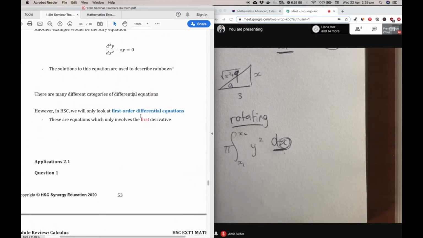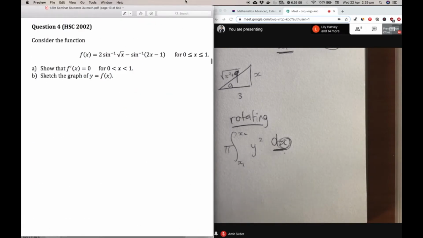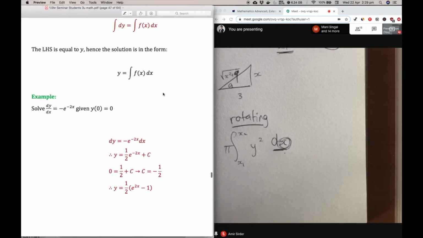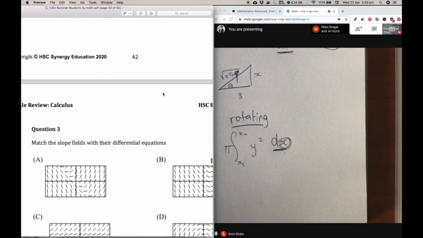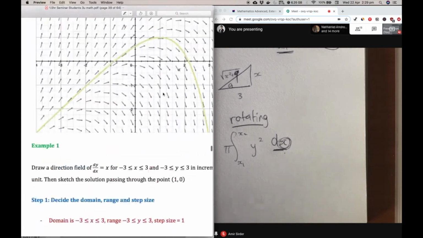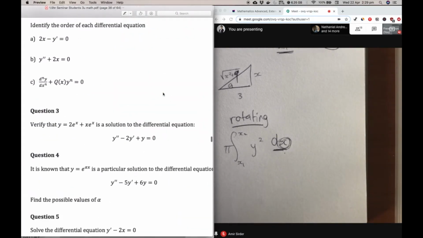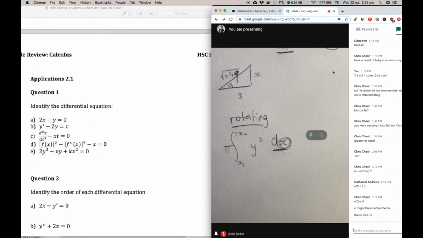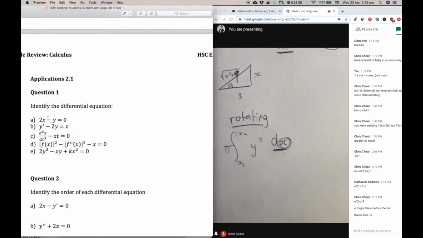So firstly, let's try and pick out which ones are the differential equations. So we can do this together. Which one is the differential equation in this case? Which one's the differential equation? A, B, C, D, or E? Identify the differential equation.